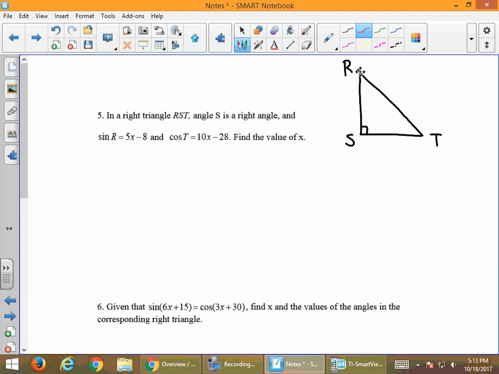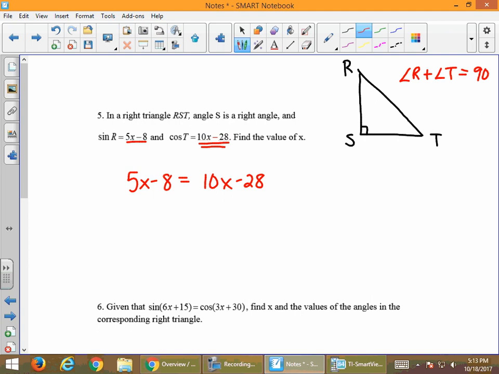I know that R plus T are going to be 90 because it's a right triangle. So that means that the sine of one is equal to the cosine of the other. So if the sine of R is 5x minus 8 and the cosine of T is 10x minus 28, the sine of one angle is equal to the cosine of the other angle.